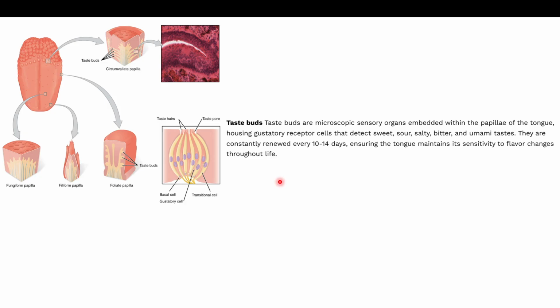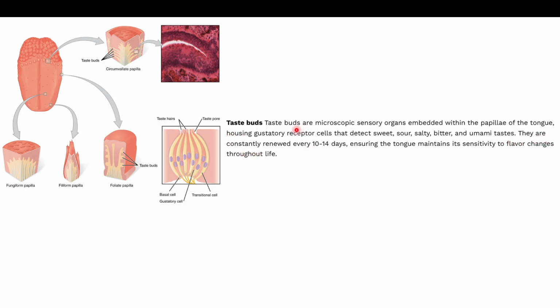Now, when we talk about the tongue, there are taste buds present. This is the tongue here. There are taste buds present. Now, if we look at a taste bud here, it is covered with different types of cells. Taste buds are microscopic sensory organs embedded within the papillae of the tongue, housing gustatory receptor cells, these ones, the gustatory receptor cells that detect sweet, sour, salty, bitter, and umami tastes.